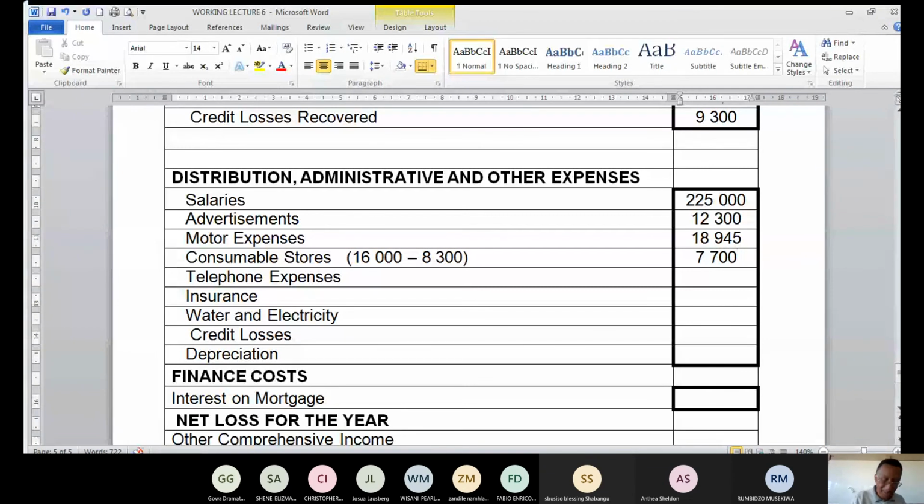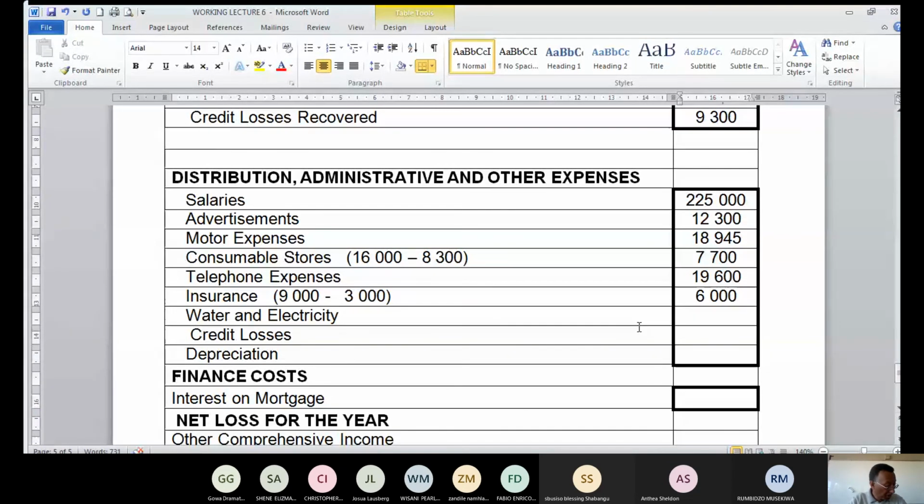My telephone expense, no adjustment there, 19,600. My insurance, there was an adjustment with insurance. The trial balance amount for insurance was an amount of 9,000 rand. We had seen that there was prepaid expenses of 3,000 rand, and therefore your insurance will be an expense of 6,000 rand.